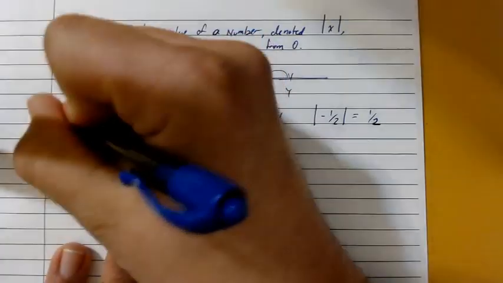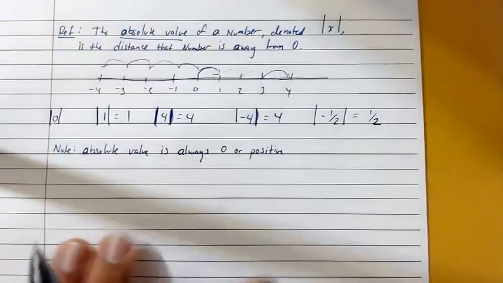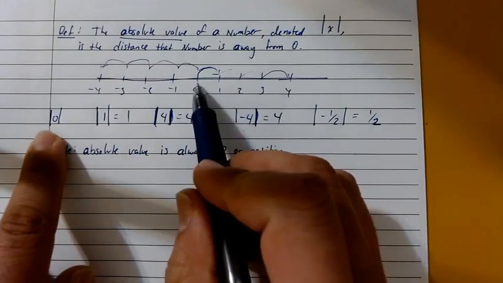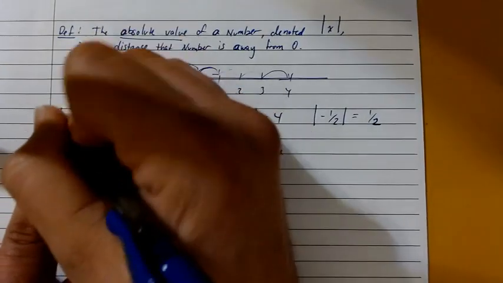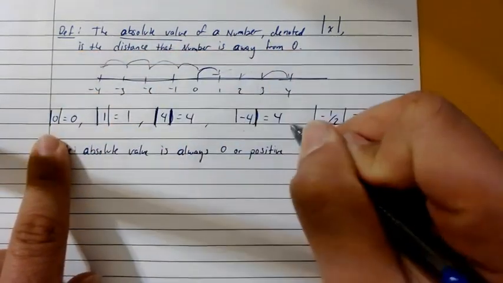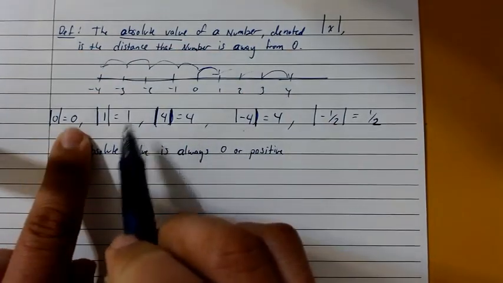Or 0. After all, if I'm already at 0, how many steps do I need to take to get to 0? Well, none. I'm already there. So the absolute value of 0 is itself 0. So every absolute value is either 0 or positive.